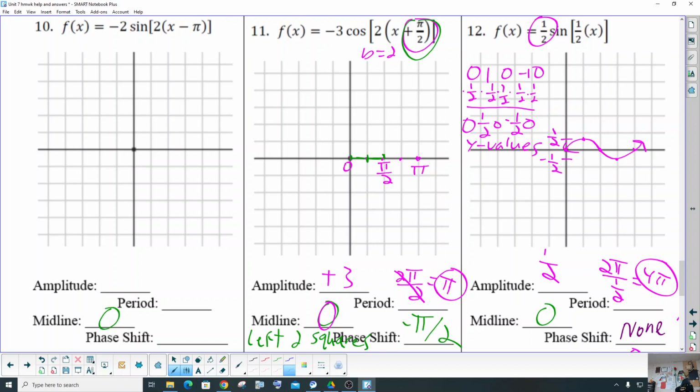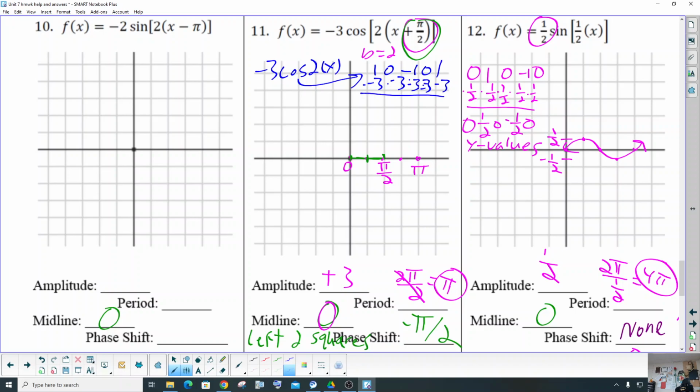So we do our parent function first, which is negative 3 cosine 2x, where we already have the period. So I don't have to worry about the midline, but just the amplitude. So 1, 0, negative 1, 0, 1. Let me do that a little further over here, where our phase shift is going to go. So again, what's cosine? 1, 0, negative 1, 0, 1. We're going to times by a negative 3.